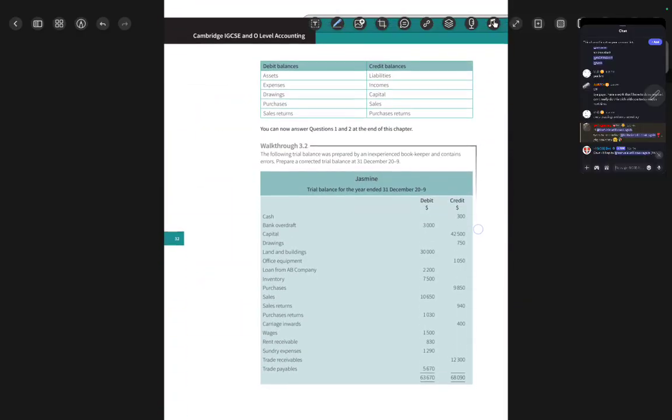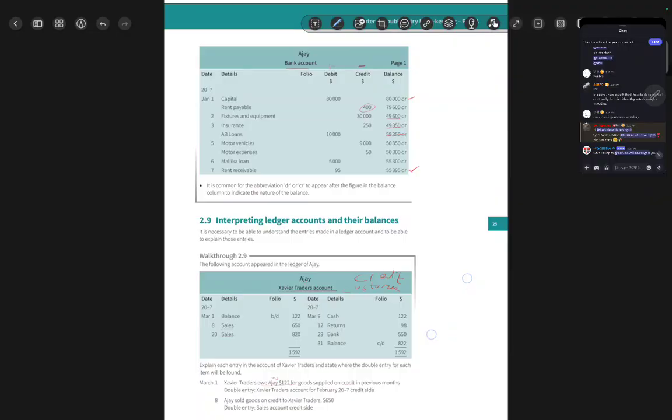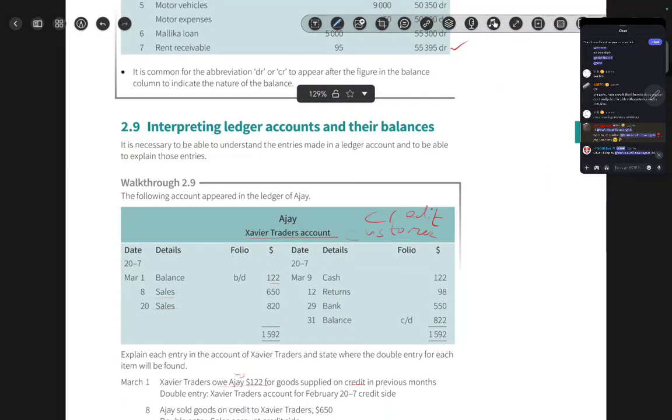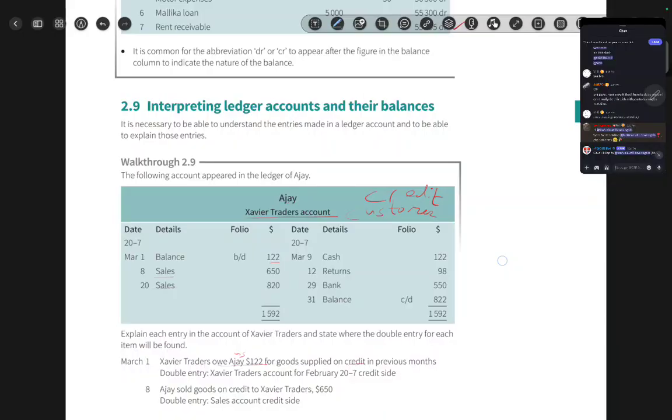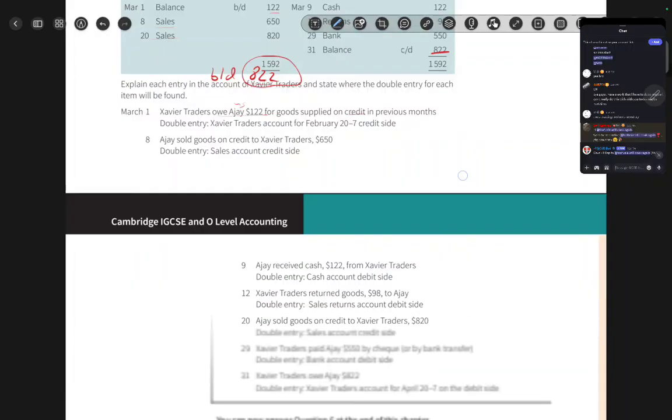But where are the accounts? Okay, over here. So you see this thing, 822 balance BD will come over here, 822. And you're going to use Xavier Traders on the debit side of your trial balance. Why? Because the debit side is greater by 822.